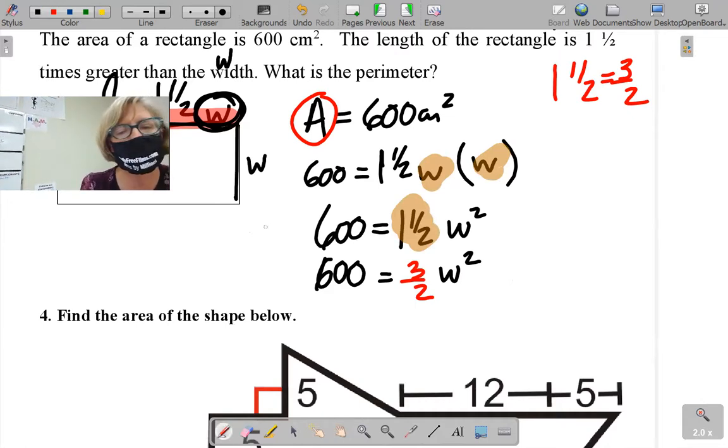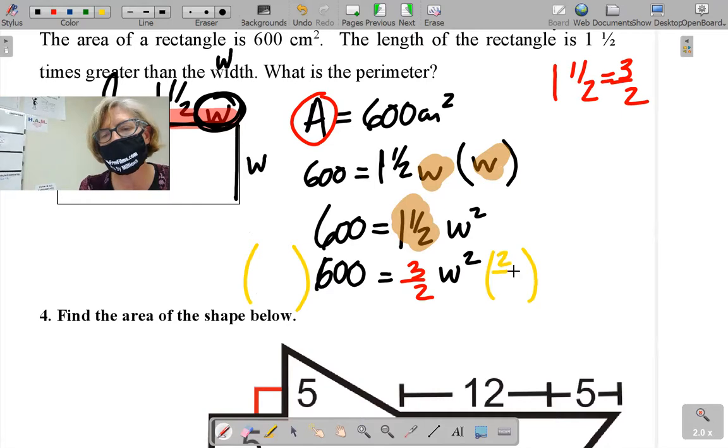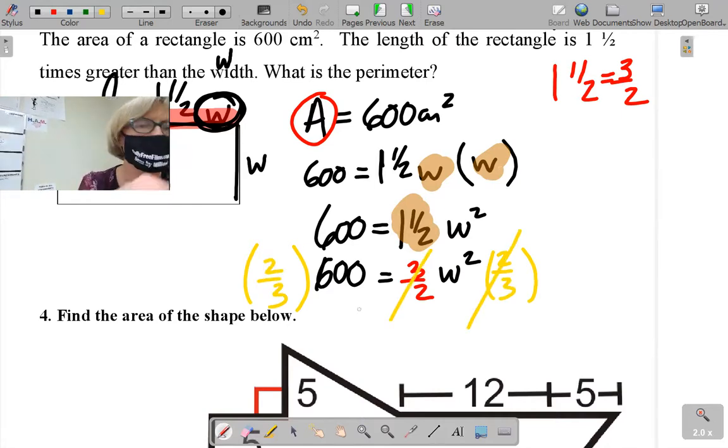What could I multiply 3 over 2 times what to get 1? Yes, ma'am. I'm going to multiply both sides by 2 over 3. You okay with that? Both sides, whatever you do to one side, you do to the other. Okay, so now technically that's going to be 600 divided by 3. You see what we're doing? What's 600 divided by 3?